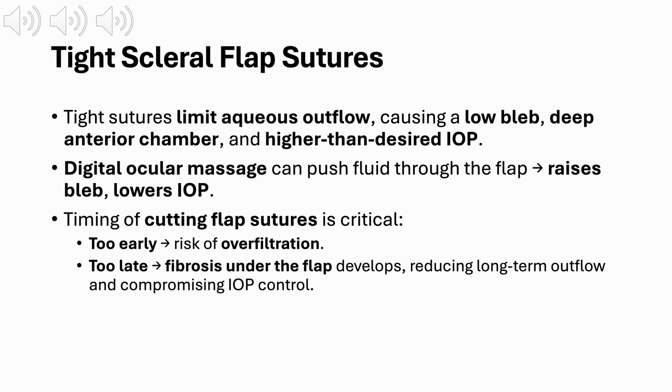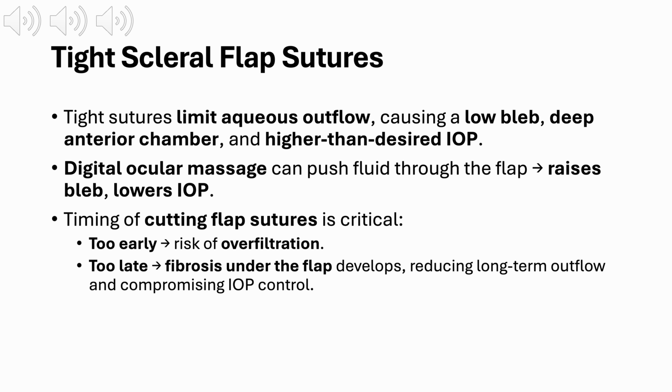Tight scleroflap sutures are one of the most common reasons for inadequate early flow after trabeculectomy. When the sutures are too tight, outflow is restricted, and you see the classic triad: a low or flat bleb, a deep anterior chamber, and an IOP that's higher than the target. One quick maneuver you can use in clinic is digital ocular massage. By gently increasing posterior pressure, you can force a bit of aqueous through the flap, raise the bleb, and transiently lower the IOP.